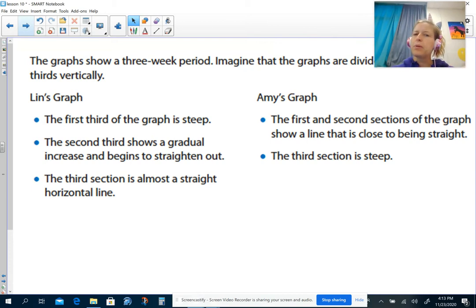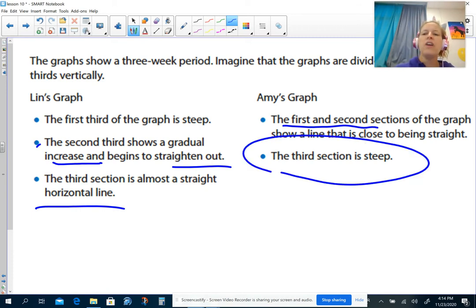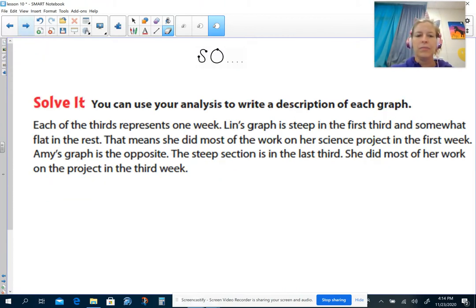And so your book kind of breaks it down as well. The first step of Lynn's graph was steep. The second shows a gradual increase and begins to straighten out. Her third is almost a straight horizontal line. And we interpreted that as she finished. She was done. Whereas Amy's graph, the first and second sections, shows a line that was almost straight, which means she wasn't really working on it. And then that third line, whoa, did it go steep, right? So she was really working on that third line. So this is us describing with what we see, okay?